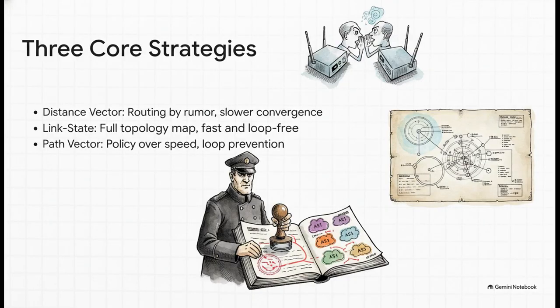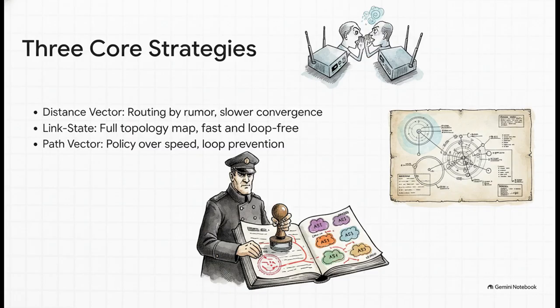So, here are the 3 overarching strategies you really need to know. First, distance vector, which, like we said, is routing by rumor. It's definitely simpler, but it risks slow convergence and routing loops. Second is link state, where routers flood the network with their local link statuses so everyone builds that full, fast, and loop-free topology map. And third, we have path vector.